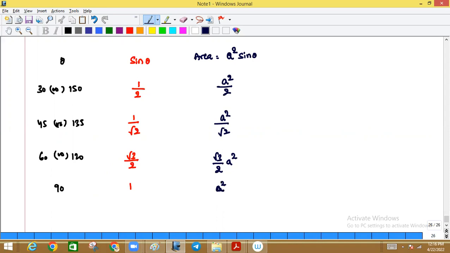It is when it becomes a square. When the angle between the sides is 90, then the rhombus becomes what? Square. What is the area of a square? Is it not A square? That's what we are, okay, we got that.